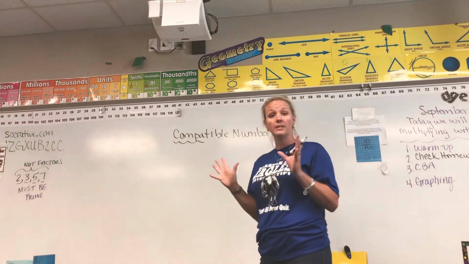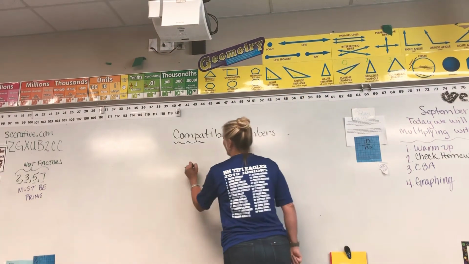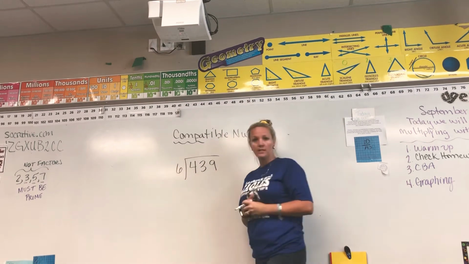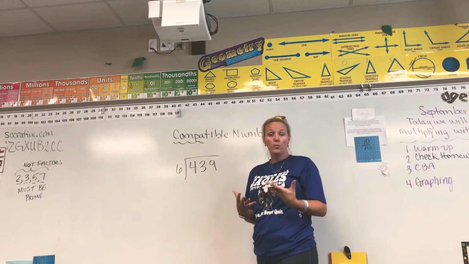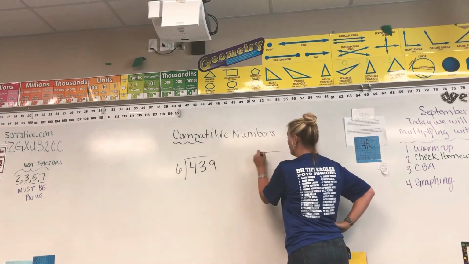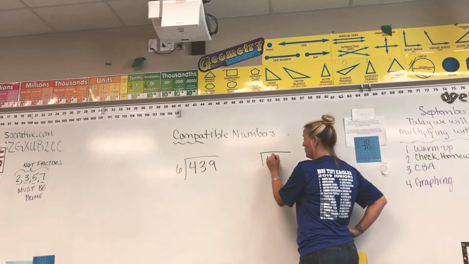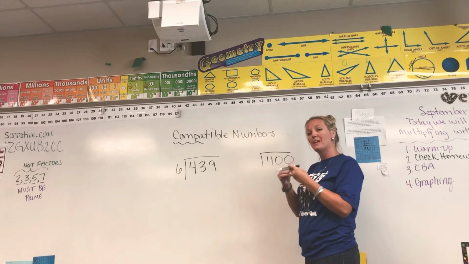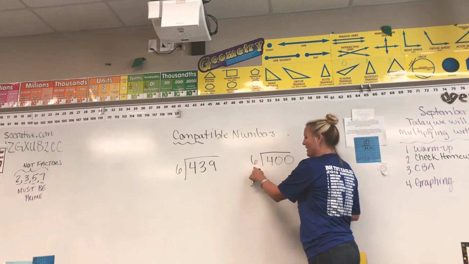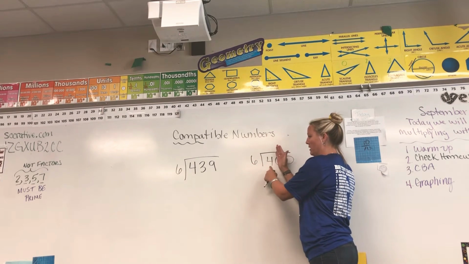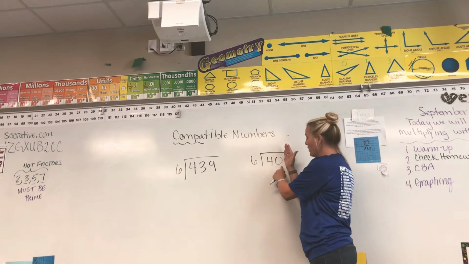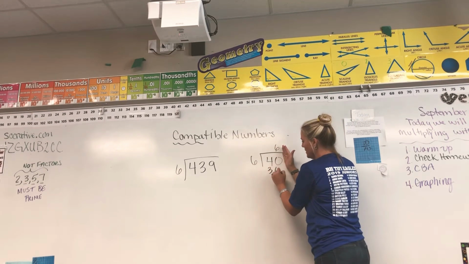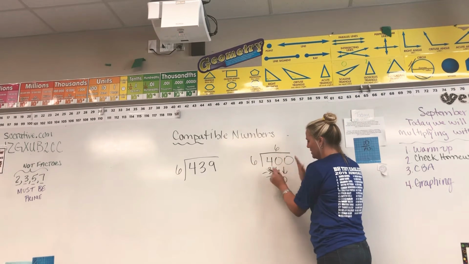So let's take a problem for instance, okay? 439 divided by 6, okay? Normally, whenever you want to round, you would take, well, 439, that's close to 400, and that's a nice easy number because we said zeros are easy, right? But whenever you're trying to make equal groups of 6, you think, well, 6 can't go into 4, 6 can't go into 40 nicely. It can go into it 6 times, and then you're left with all this mumbo jumbo.